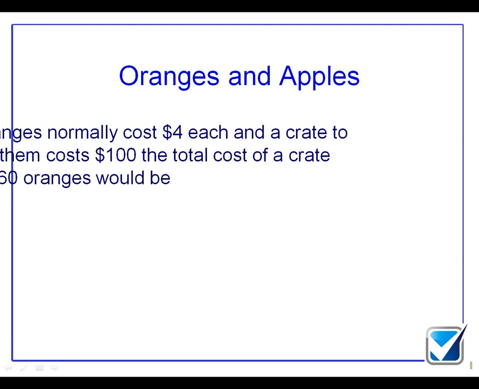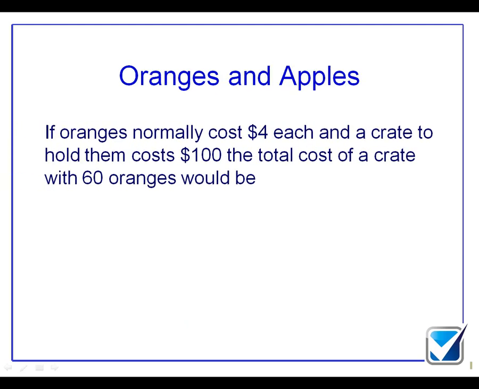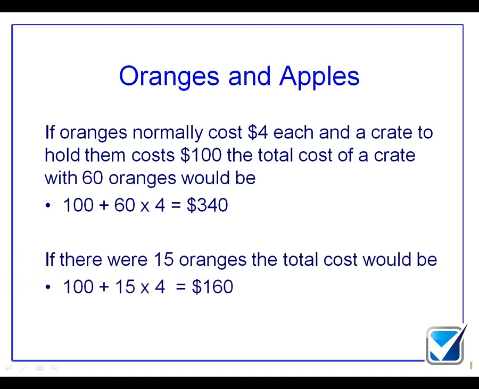Now, once again, we're using oranges and apples as our illustration. So we've got a situation with oranges. Oranges normally cost $4 each, and a crate to hold them will cost $100. The total cost of a crate with 60 oranges is now going to be fixed cost plus all of my variable cost. So 60 by 4 gives me 240, plus the extra 100 gives me a total of 340. If we had 15 oranges in our crate, it now means that my total cost comes in as 100 fixed cost plus 15 by 4 variable cost gives me a total of 160. Wonderful.